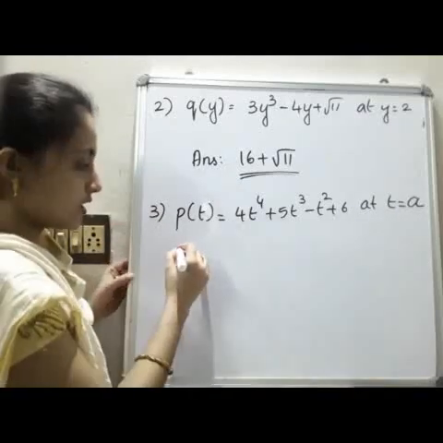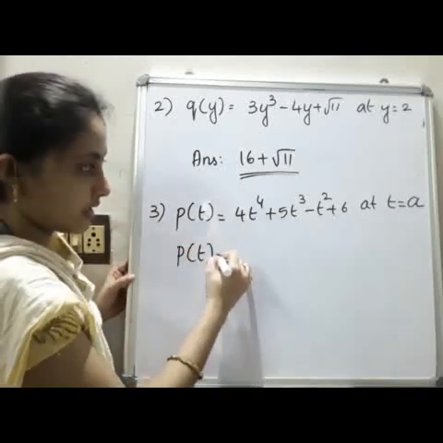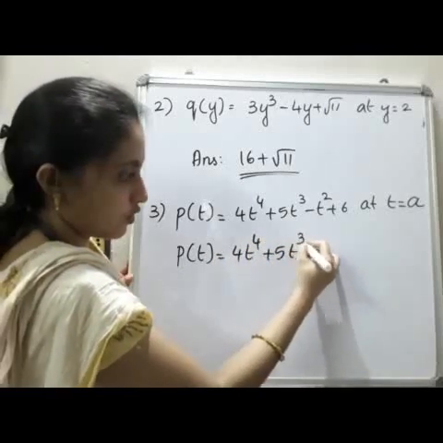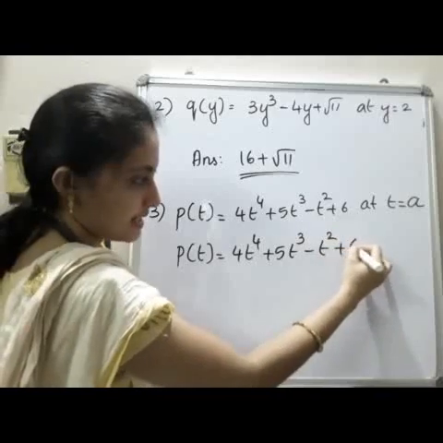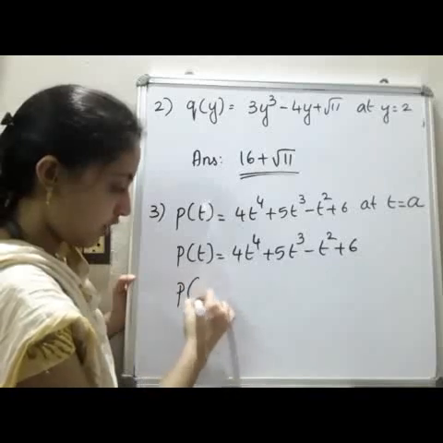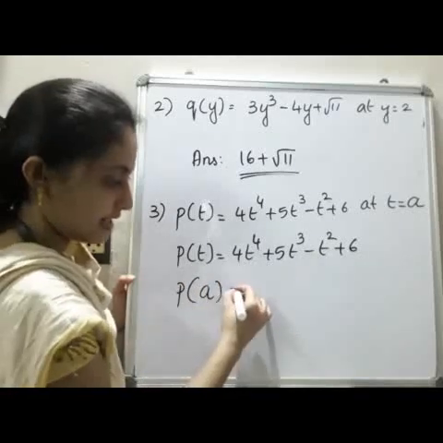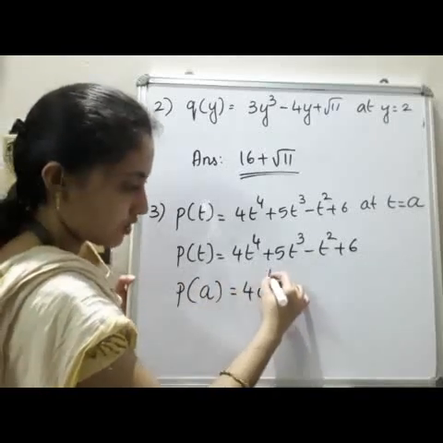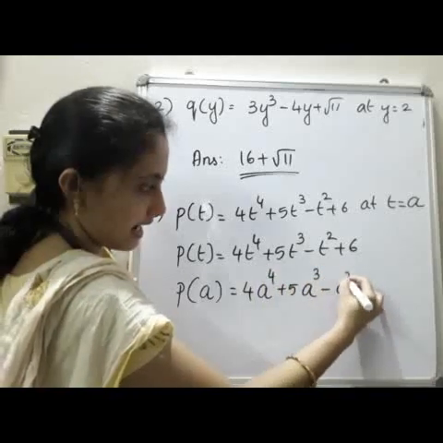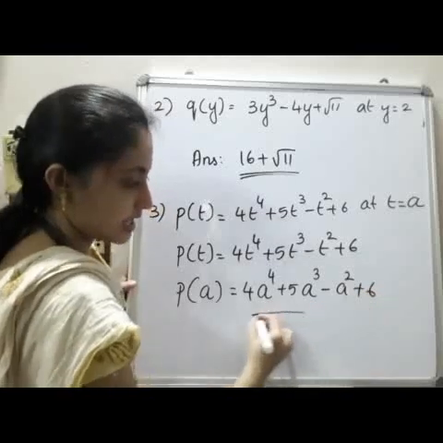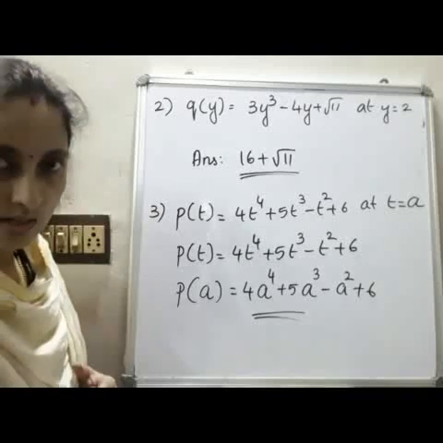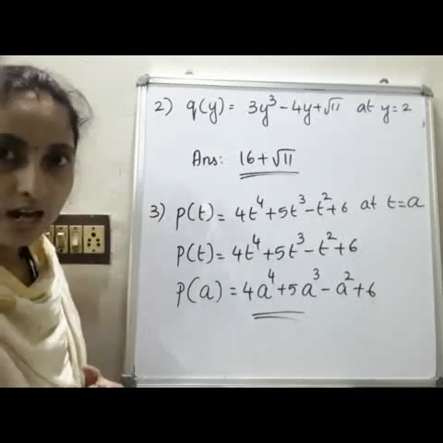Okay, so what you have to do is, P of t is already given in the question. You have to write that it is 4t raised to 4 plus 5t cube minus t square plus 6. Then you have to find P at A. So what you have to find? P of A. That is equal to 4a raised to 4 plus 5a raised to 3 minus a square plus 6. This much is the answer. Okay, so hope you clear this much of the question. Then we will move to the next question.